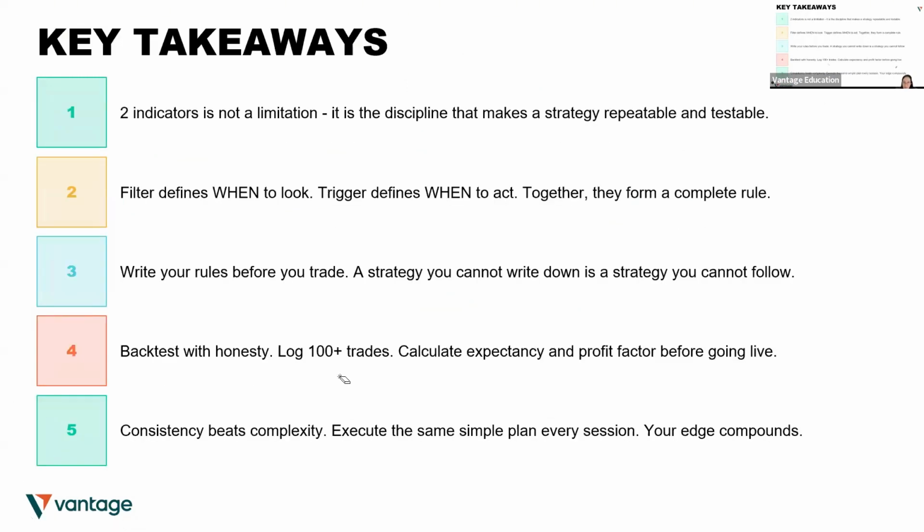And the key takeaway for this webinar. Basically, they will say that two indicators is not a limitation. Okay, it is discipline that makes a strategy repeatable and testable. Basically, I think 1 to 2. Okay, I will add in here 2 to 3 indicators, but it shouldn't be more than 3.